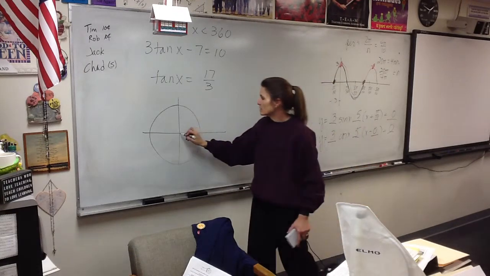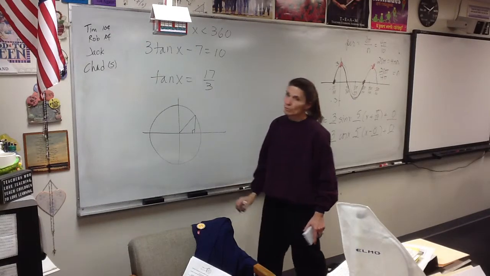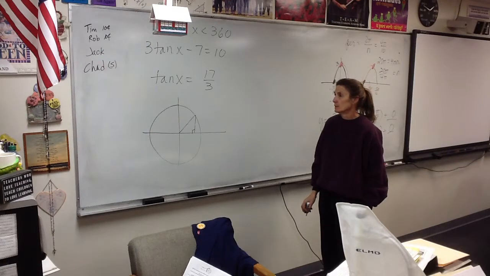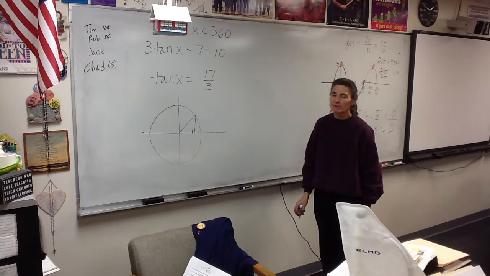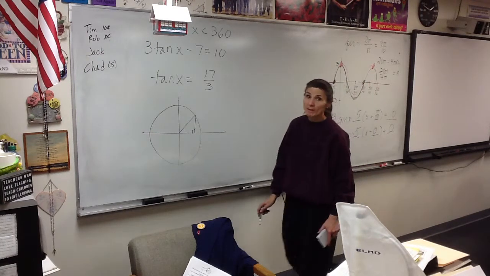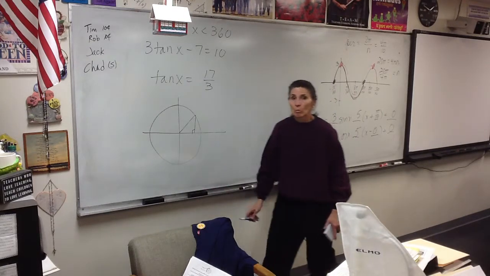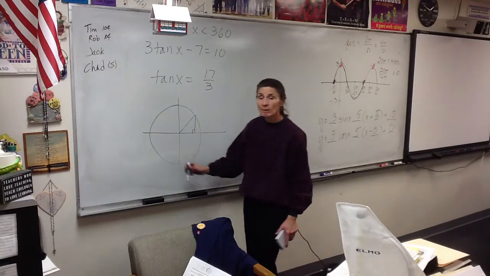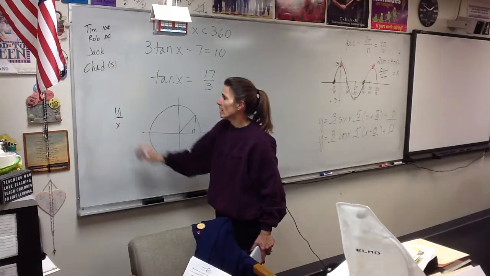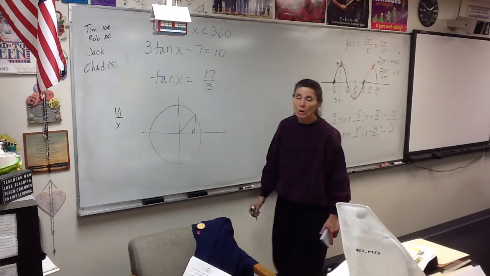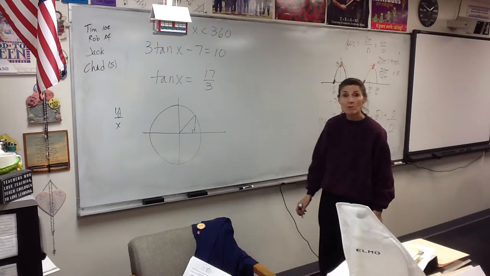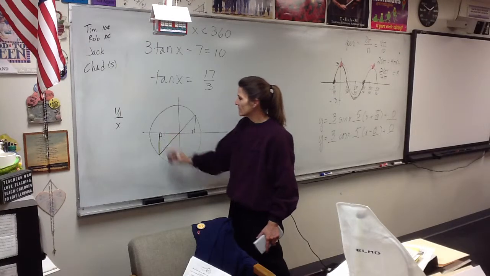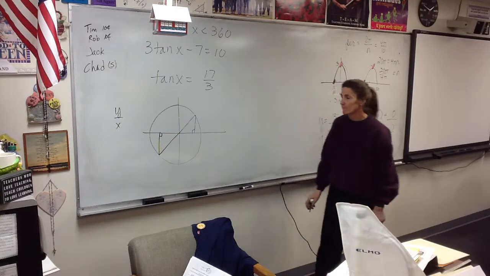Well, certainly the tangent is positive in quadrant 1. Groupies, everything is positive in quadrant 1. Where else is the tangent positive? The tangent's positive in quadrant 3. Why is the tangent positive in quadrant 3? Because tangent, by definition, is y over x. And what do you know about quadrant 3? Y and x are both negative. So therefore, we would have a positive tangent in quadrant 3.